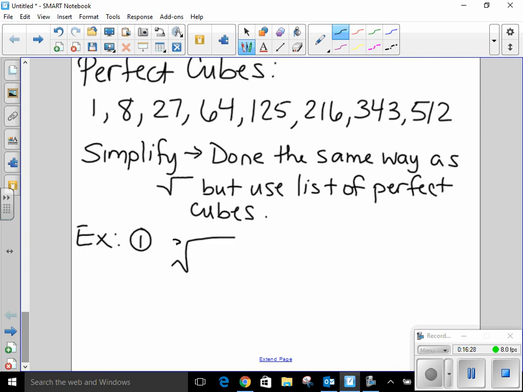If you have the cube root of 56, so notice there's a little 3 outside. That means now you're using your perfect cubes, right? So we're using our list of 1, 8, 27, etc. And 56 can divide by 8. So when you break it down, it's not the square root of 8, it's the cube root of 8. And 8 times 7 makes 56, so it's cube root of 7.